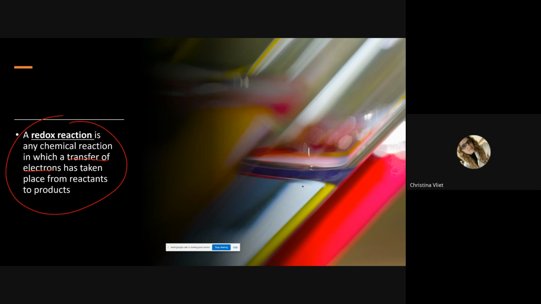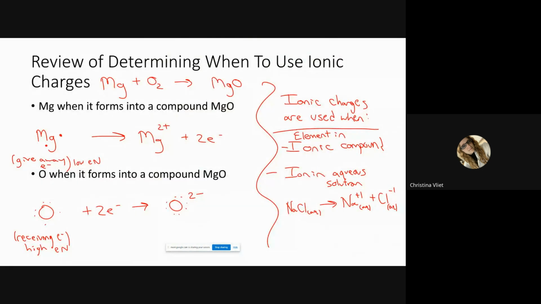That's the idea behind today's lesson. If a transfer of electrons takes place between two elements, we have redox. We're going to learn how to track what the charges are. We're going to call those oxidation numbers. You'll see why very shortly. And then we're going to learn how to determine what's been reduced and what's been oxidized in a redox reaction.